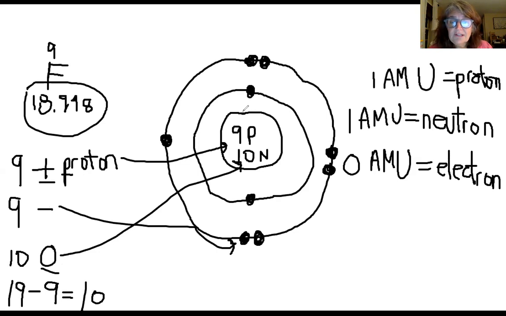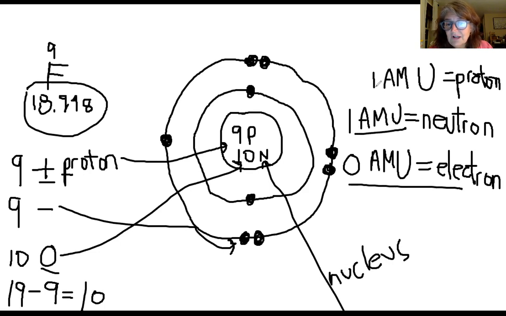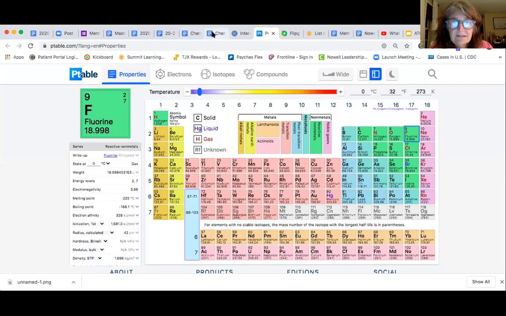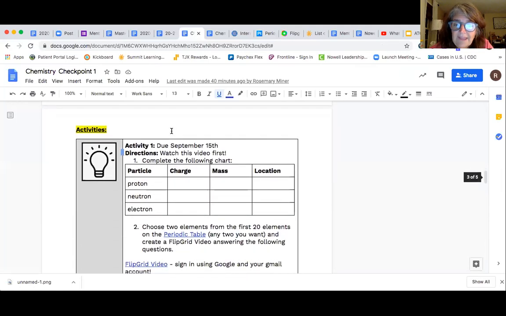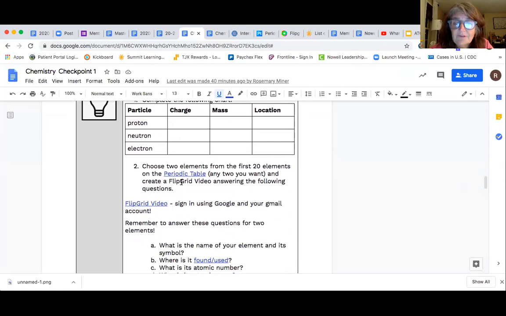We know that protons and neutrons are found here in our nucleus, and that the nucleus is very heavy compared to the electron cloud. We know the electron cloud is very light, okay? Here is the electron cloud, and it has almost no weight because you see here that the electrons have no weight. Protons and neutrons weigh 1 AMU each, okay? That is going to help you complete this chart right here.